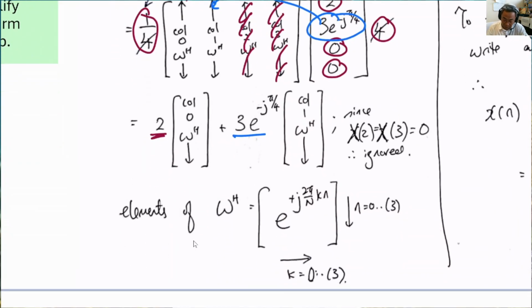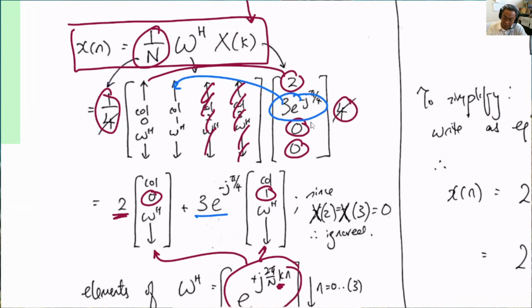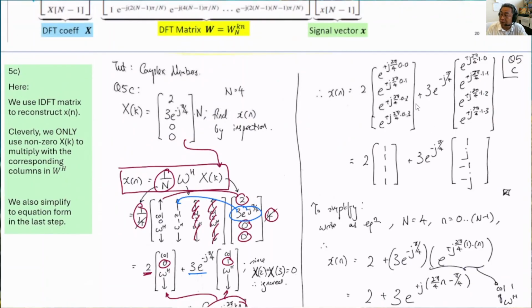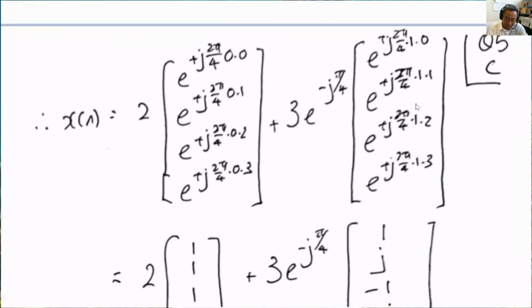Now, therefore, all we need is to fill up the corresponding columns using e plus j 2 pi over N kn. So k is 0 for the 0th column, k equals to 1 for the first column. Once we can do that, then we fill up the corresponding numbers here. This is k equals to 0. This is k equals to 1. And here is n running from 0 to N minus 1.